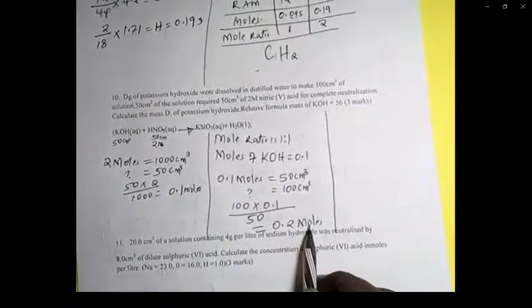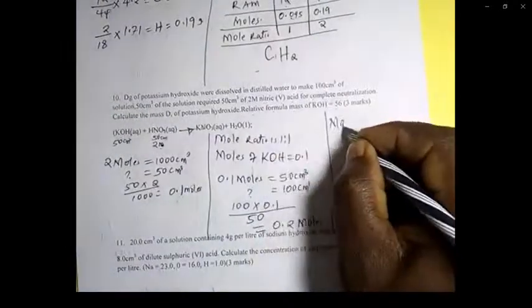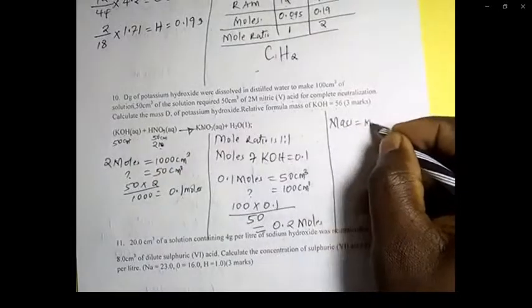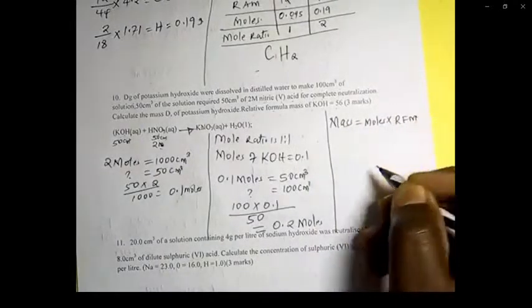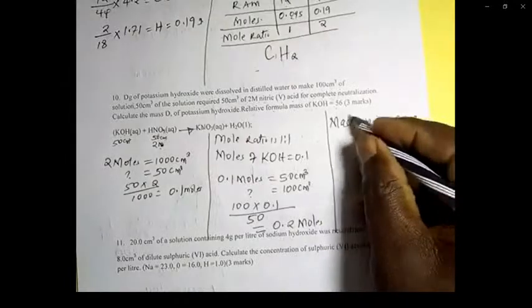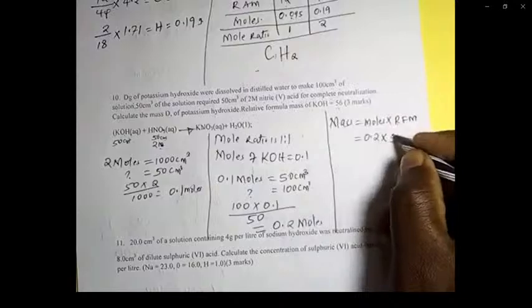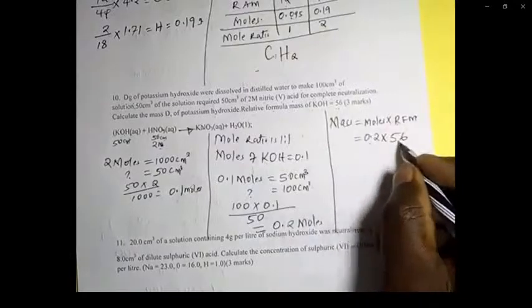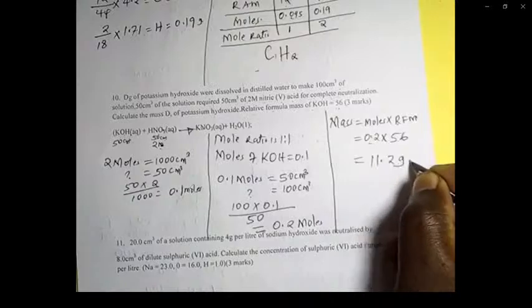Now we have the number of moles of the solution that was prepared. Now the next thing is to calculate the mass. How do you get mass? Mass is equal to moles times RFM. The moles of the potassium hydroxide is 0.2. And the RFM we were given is 56. So this times this will give you 1.2 grams.